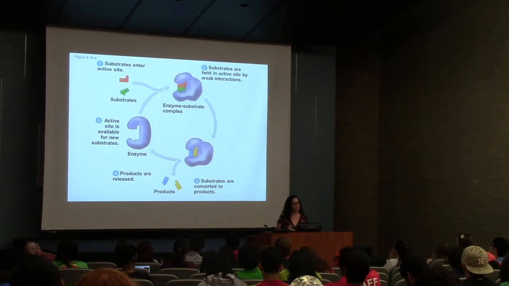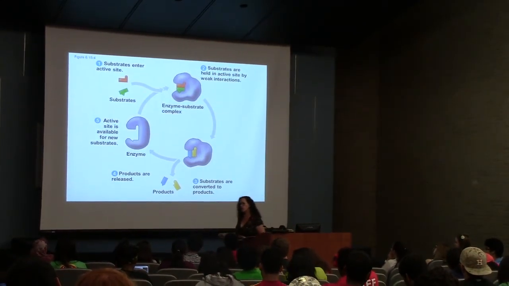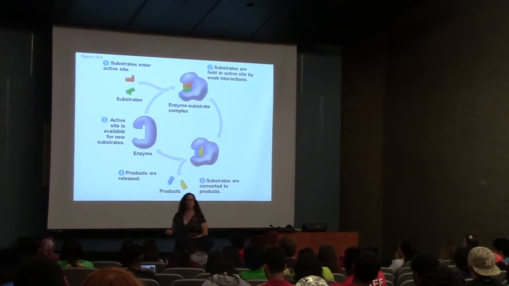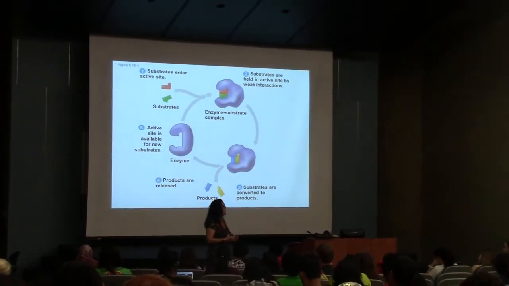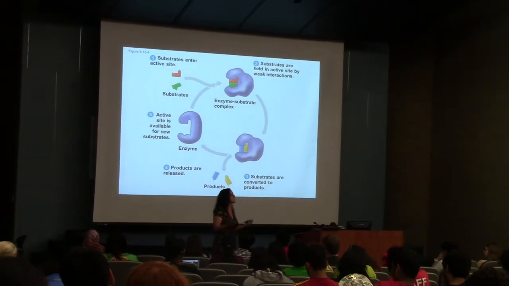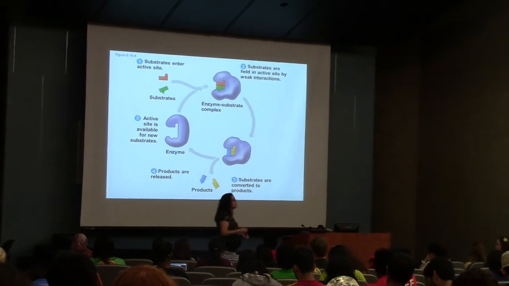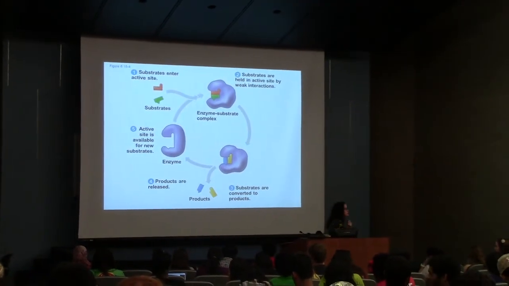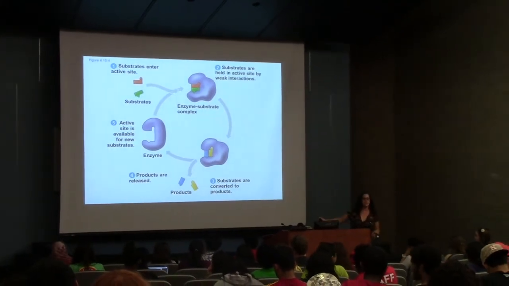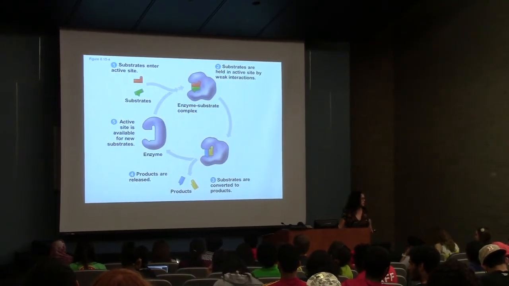Okay? And we're seeing this as an example of a single enzyme working, but these types of reactions happen all the time. They happen thousands of times in a second or so. And they have a lot of these reactions happening, one after the other. So we don't have a single enzyme doing this. We have lots of enzymes doing this at the same time. Okay?